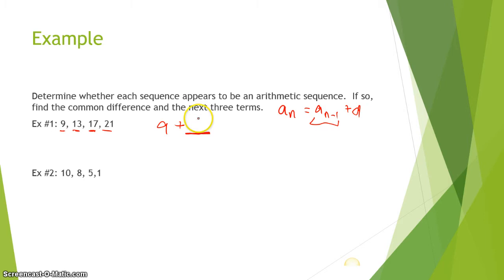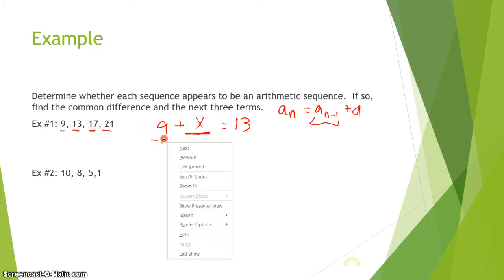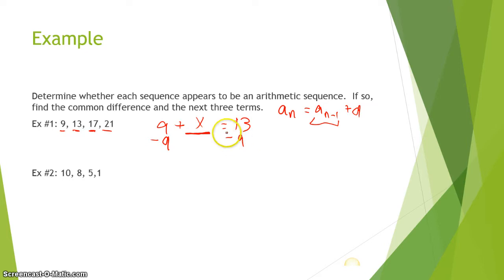You can put in a variable like, let's say, n or x to help you with that, equals the next number, which is going to be 13 here. So I have 9 plus x equals 13. If I subtract 9 from each side, 13 minus 9 is going to give me 4, so I have x equals 4.